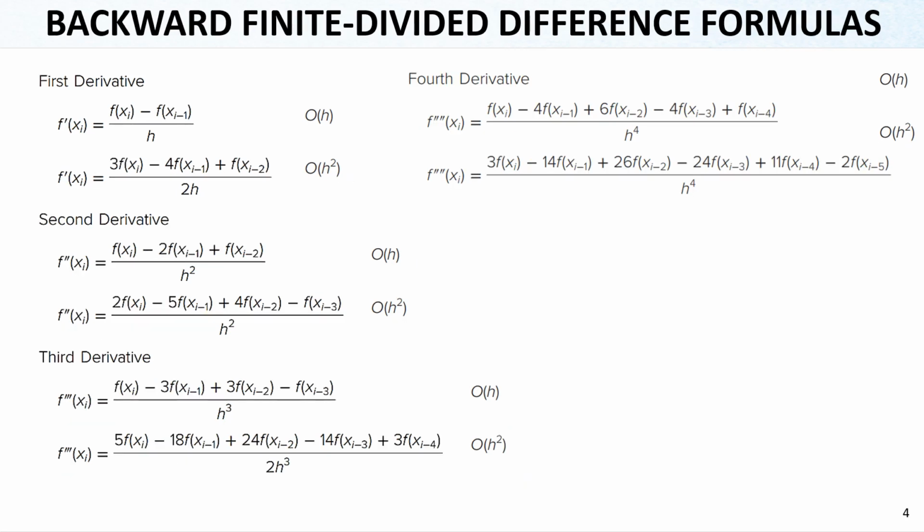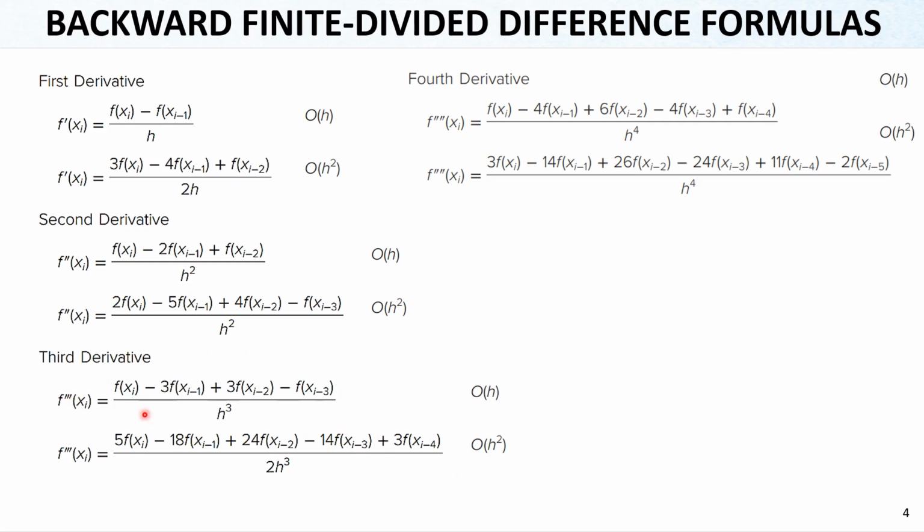We can do the same idea for the backward finite divided difference formulas. For the first derivative, this is the simple version, and this is the more accurate version with h^2 error magnitude. So for the second derivative, you can see here again an improved version with h^2, and for the third derivative again with h^2, the more advanced one.